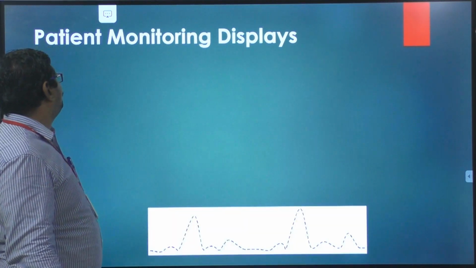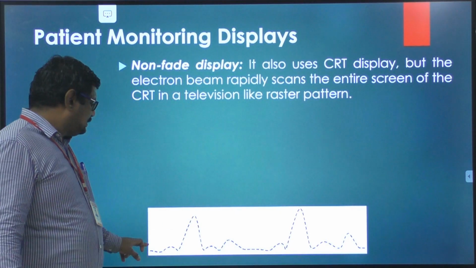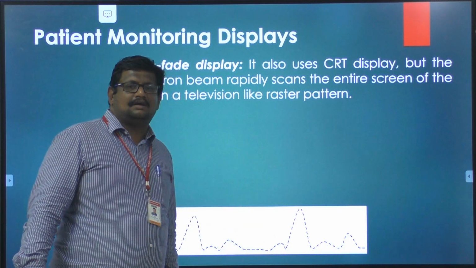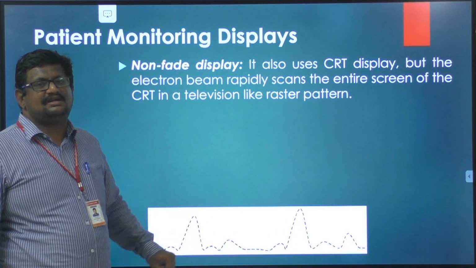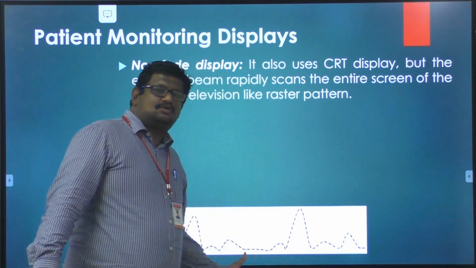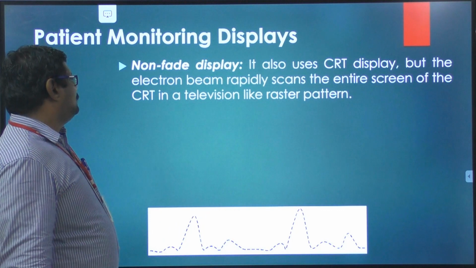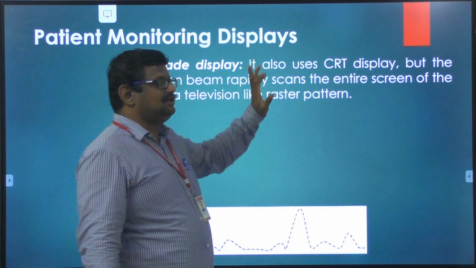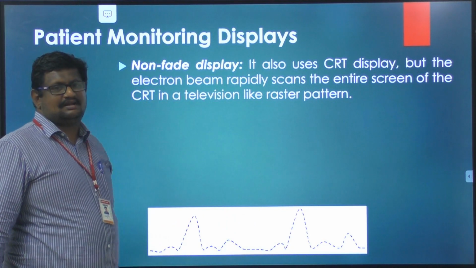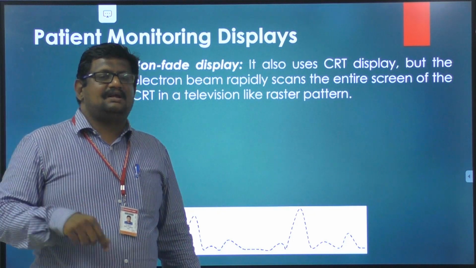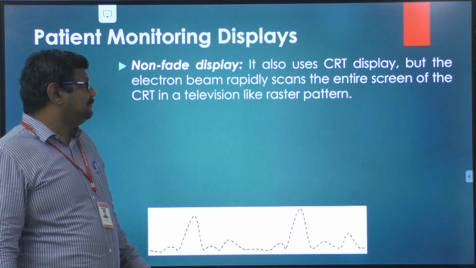And later came the patient monitoring display, the non-fade type displays. The non-fade type displays are like this. A dot is completely traced over so that the doctor is able to see at least more than one complete time period of the particular waveform. So here we can see an ECG waveform, 2 periods of ECG waveform, 2 repetitions of ECG waveform, which the doctor is able to see at a particular period of time. The non-fade display also uses a CRT display. Here also cathode ray tube displays are used, but the electron beam rapidly scans the entire screen. So the movement of the electron beam is very fast, such that we can see the entire particular waveform in a particular given period of time.